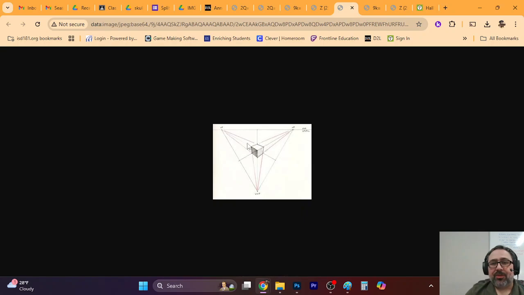So 3 point is similar to 2 point in that we have our horizon line and two vanishing points, but instead of starting with a vertical line, we would have a vertical vanishing point up above or down below. So here we've got this third vanishing point down below. Instead of just drawing a vertical line, the lines are actually going to go down to that bottom vanishing point. You could also do the vanishing point on top, and it does affect the viewpoint of the image.